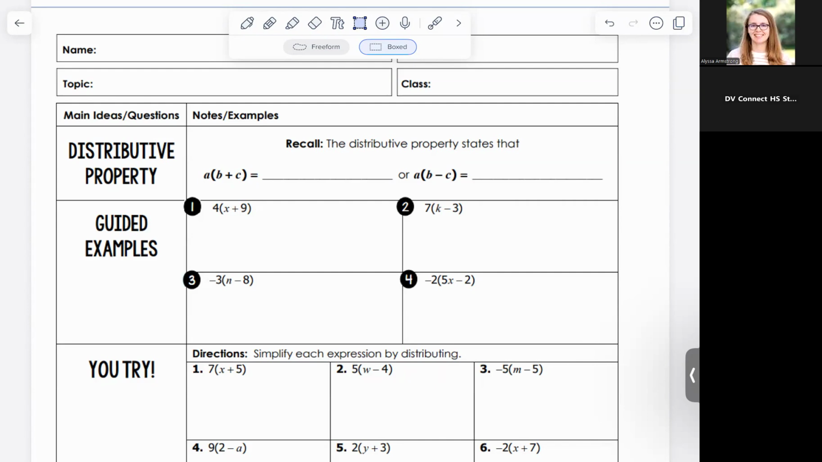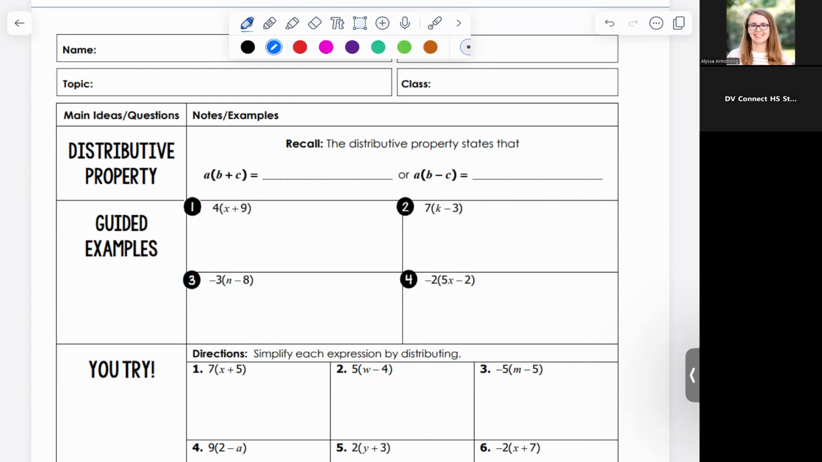Hi students, so what I want to do today is just quickly go over distributive property. As you watch this video, please take notes in your packet on page 5. I know you might have double copies of all your notes. We'll staple it all together, and it will be okay.